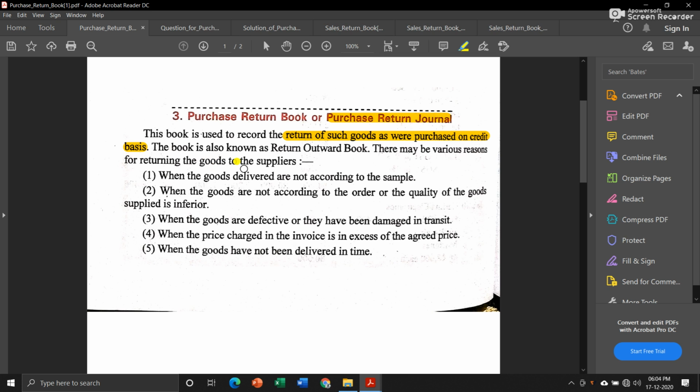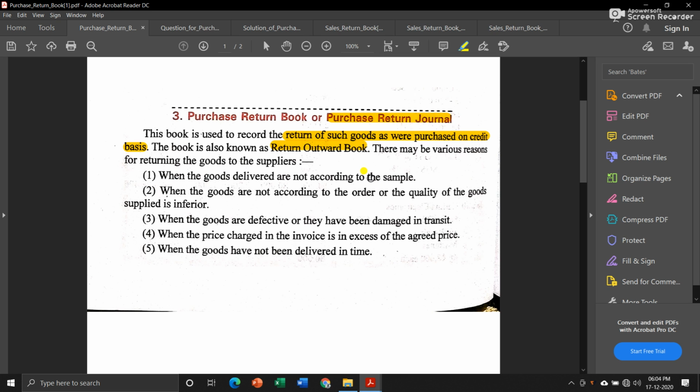So from the meaning, it is very clear that only when the goods which were purchased on credit are returned, at that time we will record it in purchase return book. Now this book is also written as return outward book. There may be various reasons for returning goods. Now let us see what those are.